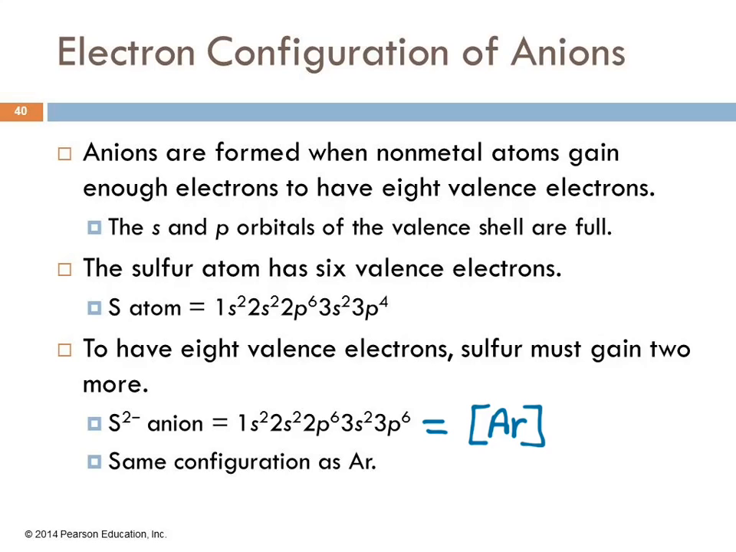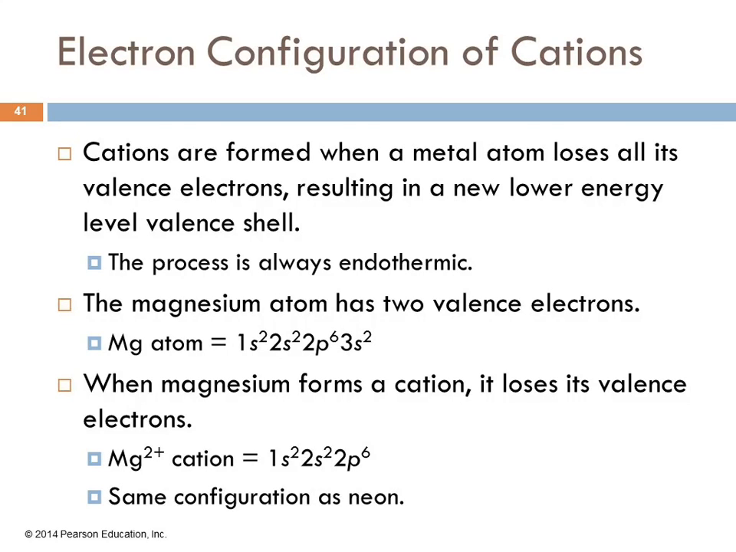And all the anions will do that. They gain to fill up the valence shell. Cations will lose their valence electrons. So here's magnesium. Magnesium has 2 valence electrons. It could conceivably gain 6 electrons to become like the next highest noble gas, but it's easier to lose 2 than gain 6. And so it's going to lose these, and now it's just got 10 electrons, and that's the same as neon.